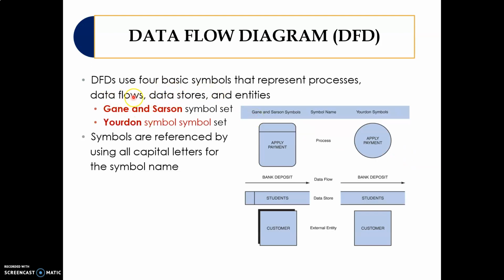DFDs use four basic symbols that represent processes, data flows, data stores, and entities. There are two types of symbol sets: the Gane and Sarson symbol set and the Yourdon symbol set. Symbols are referenced by using all capital letters for the symbol name.